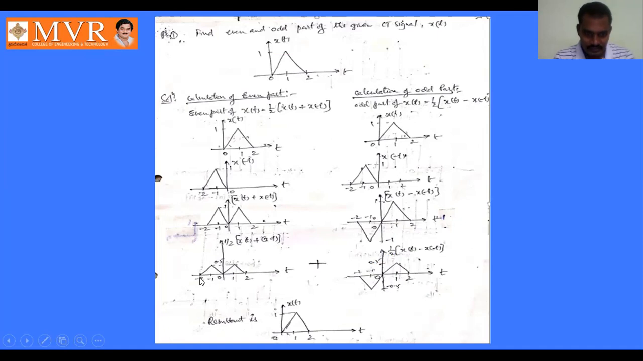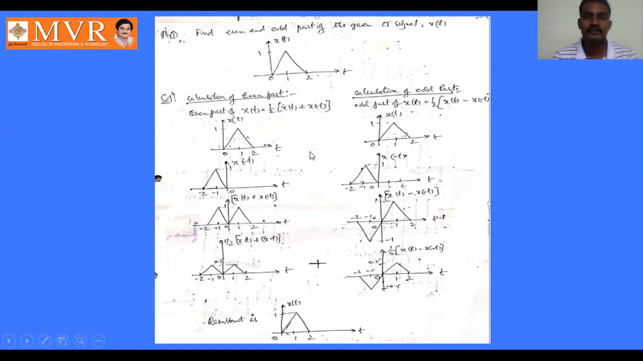So by adding these two, this is the reflected x of minus t with amplitude 0.5. This is also minus of x of minus t with amplitude 0.5. This waveform and this waveform will get cancelled. After that, this is the x of t with amplitude 0.5 and x of t with amplitude 0.5. These two will be added, so that we will get x of t with amplitude 1. So this is the original sketch of x of t.